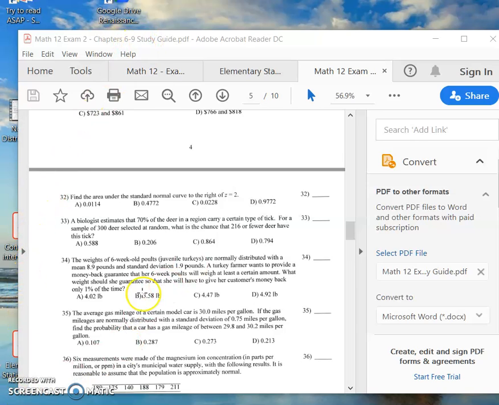And let's take a look here. Number 33 is the problem I want to look at. A biologist estimates that 70% of the deer in a region carry a certain type of tick. For a sample of 300 deer selected at random, what is the chance that 216 or fewer deer have this tick?